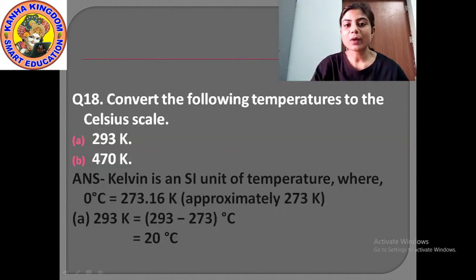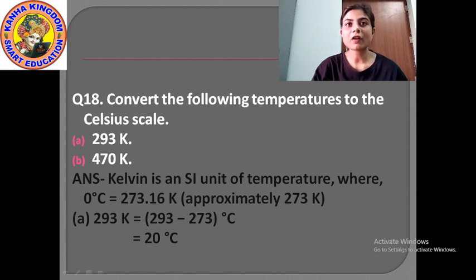So students, now question number 18. Convert the following temperature to the Celsius scale. As you did in the earlier question, you converted the temperature from Kelvin into Celsius, yes or no? 0 degree Celsius is equal to 273 Kelvin, yes or no?